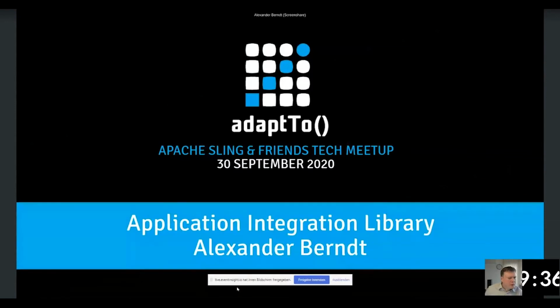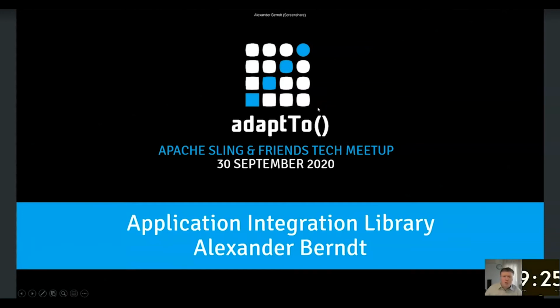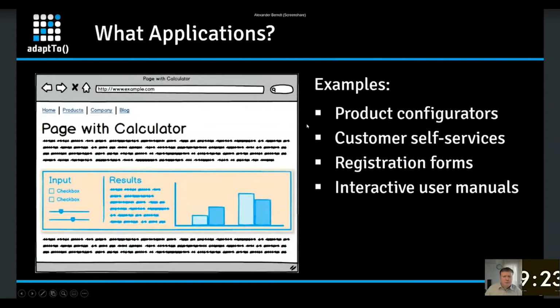Okay. So my talk is about an application integration framework I'm currently developing. And to speed things up a little bit, I will jump over a few things here. But first, as context, what is an application? Usually we have a marketing website with AEM, with a lot of editorial content, but somewhere in between this editorial content, we want to place applications like product configurators, custom self-services, or registration forms.